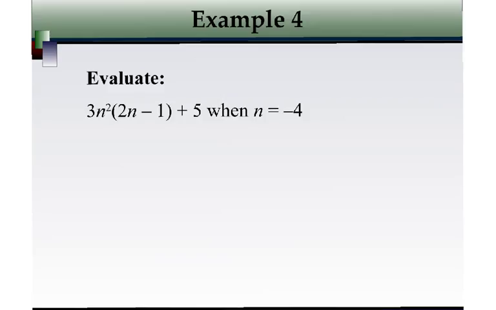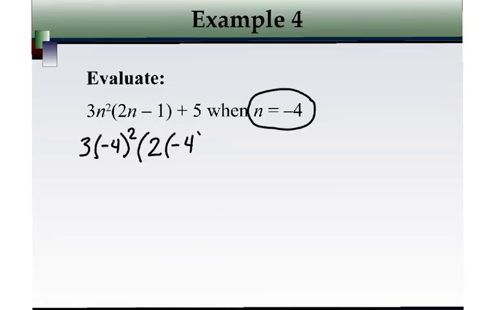Alright, so our last example is quite a bit different than the previous one. It has a lot more numbers and squares and parentheses to deal with. And also, we have this negative value. Whenever you have a negative value to plug in for a variable, put it in parentheses, okay? And you'll see why here in just a minute. So I'm going to put negative 4 in parentheses and square it. Then again, right here, put negative 4 in parentheses.